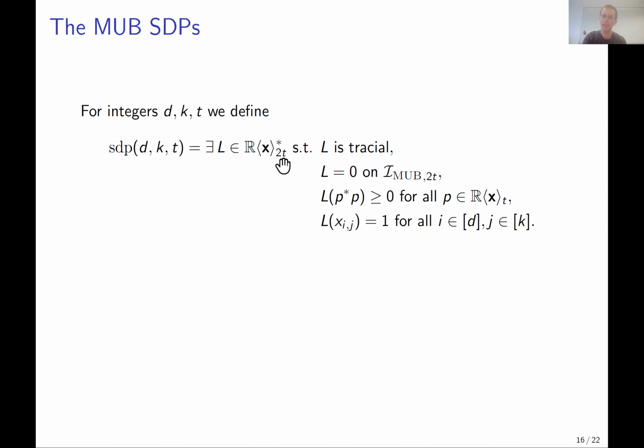So I'll show in a minute why it's an SDP. The variable here would be some linear functional acting on non-commutative polynomials of degree 2t. And it satisfies a bunch of properties. So it's supposed to act a bit like a trace. It's supposed to vanish on the ideal generated by the constraints in this MUP algebra. And it's supposed to be positive. And we normalize it in this way. So we normalize it in the sense that the trace of a projector should be equal to 1.